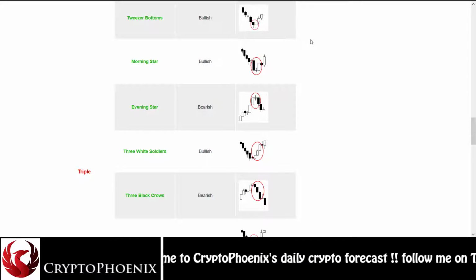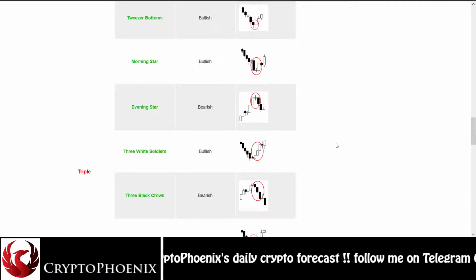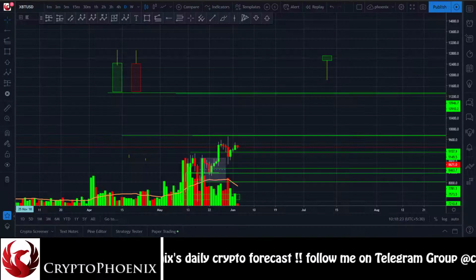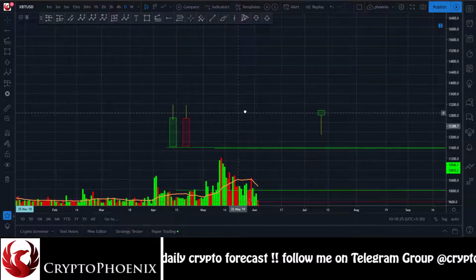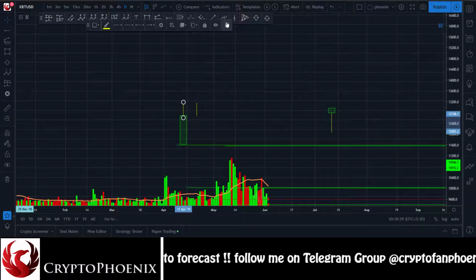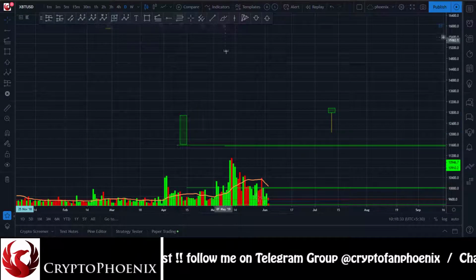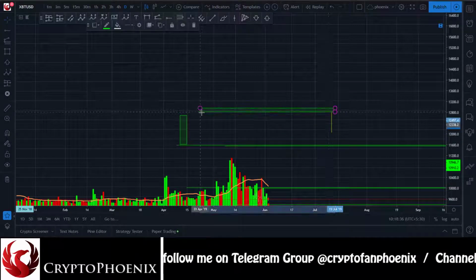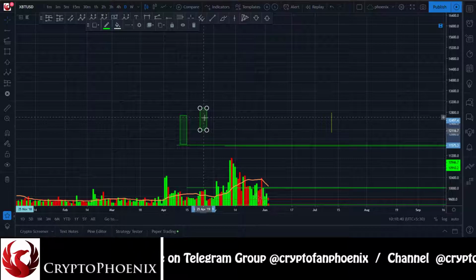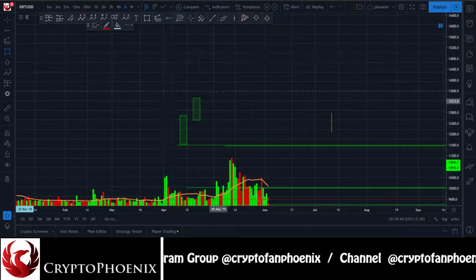Alright. Three white soldiers are very much bullish. Let me show three white soldiers. Three white soldiers appear in this sense, without wicks.